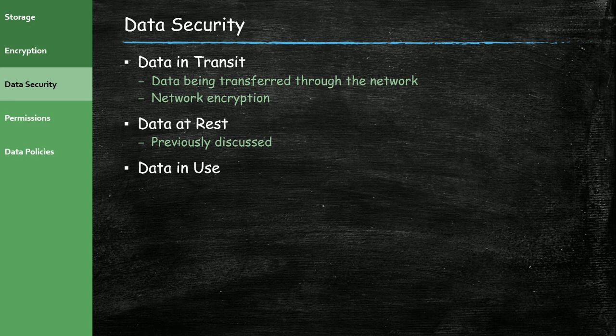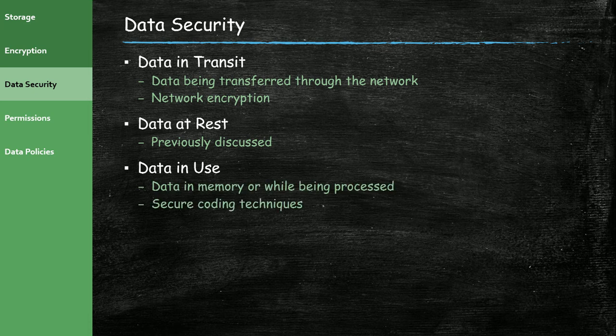And another one that a lot of people forget about is data in use, and I talk about this in application security as well. But data in use is data that's in memory, or while it's being processed, or in temp files and things like that. So there are secure coding techniques you can do to mitigate those risks. You can use protected memory.